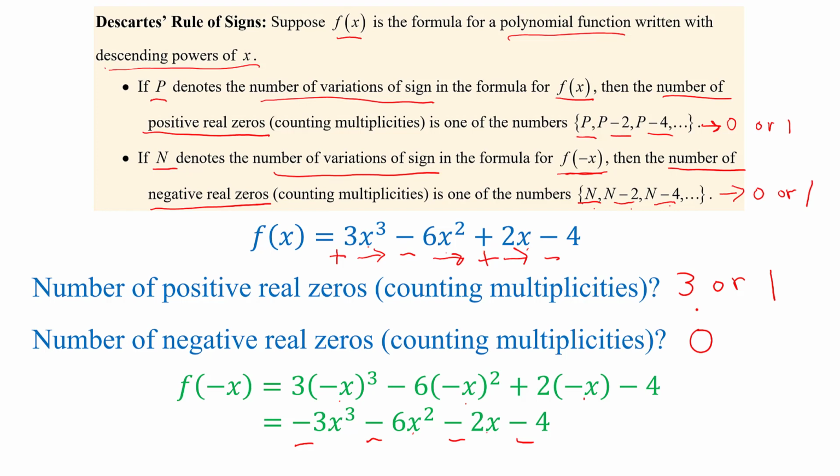And this is where Descartes' rule of signs is most helpful. If you know that you don't have any negative real zeros, we don't need to test any of those potential rational zeros that are negative that we found. So this will save some time.